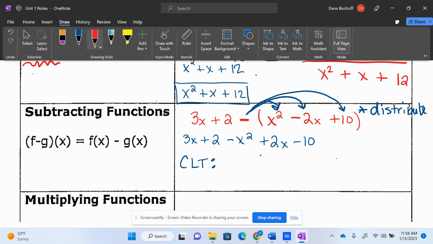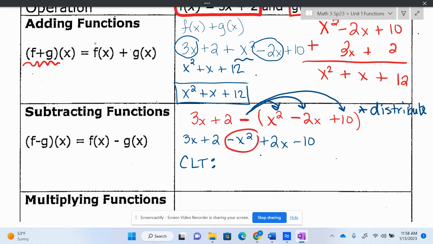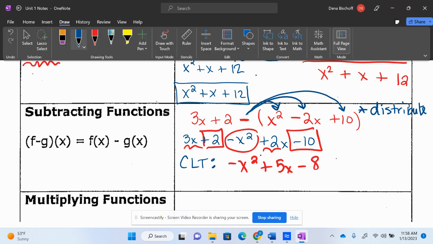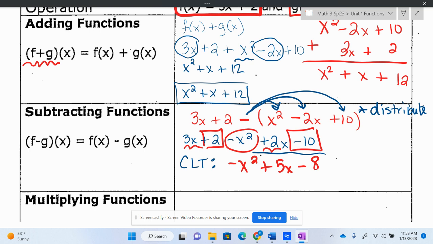So my first term, negative x squared, good job. And now look, 3x and a positive 2x is 5x. And a positive 2 and a negative 10 become negative 8. What are your thoughts on that? You guys feel okay with that?